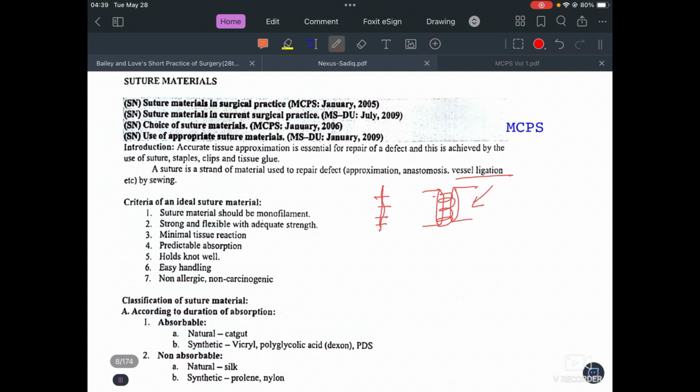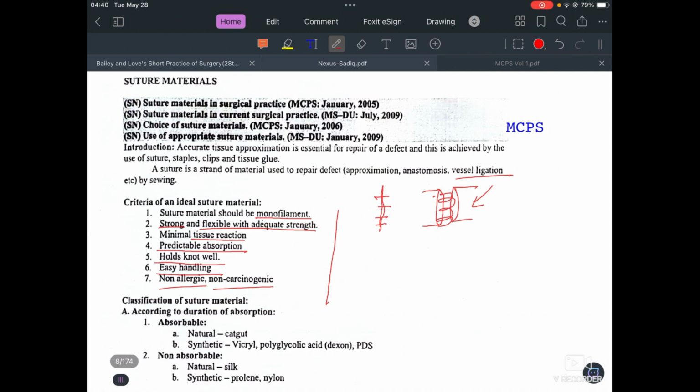The criteria of an ideal suture material. Suture material should be monofilament, strong, flexible with adequate strength, minimal tissue reaction, predictable absorption, holds the knot well, easy handling, non-allergic, non-carcinogenic. So if these criteria are present in one thread, then it is called a suture.